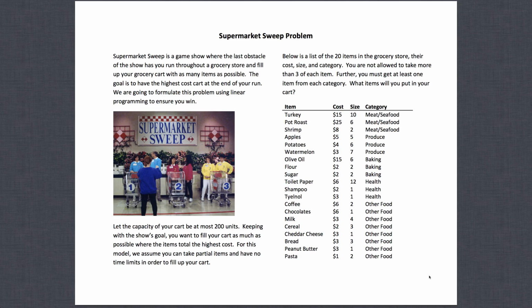So now we have to look at what kind of constraints we have. The first one that we see here is let the capacity of your cart be at most 200 units. Here we have an associated size with each item. And so, like we did with the cost, we're going to do with the size. So if I had 2 turkeys, that would take up 20 units. And we want to limit the total size of all of the items that you pick to 200.